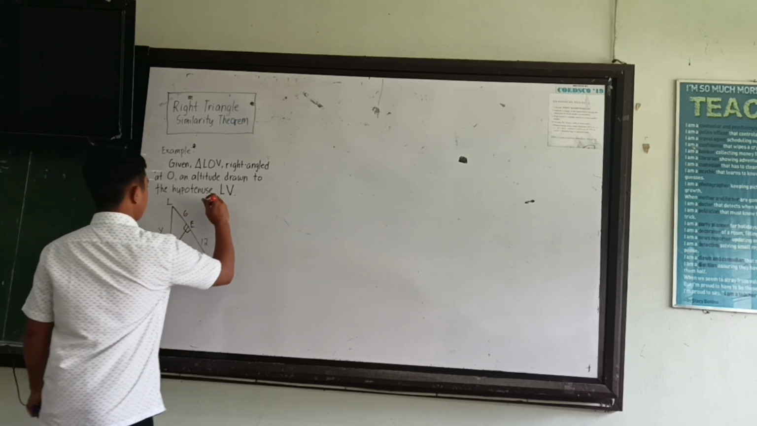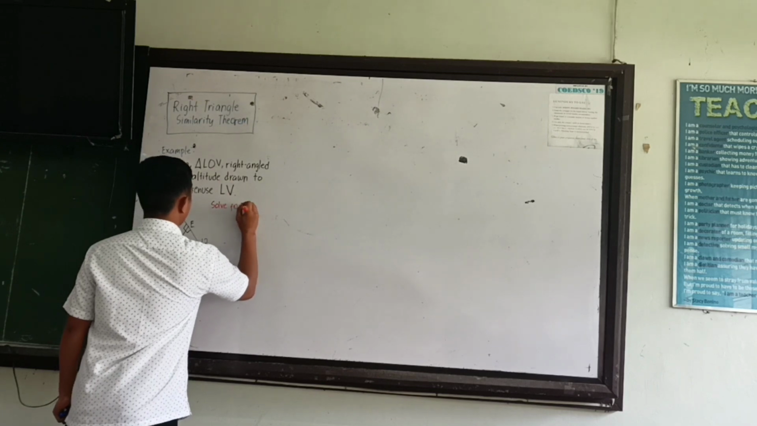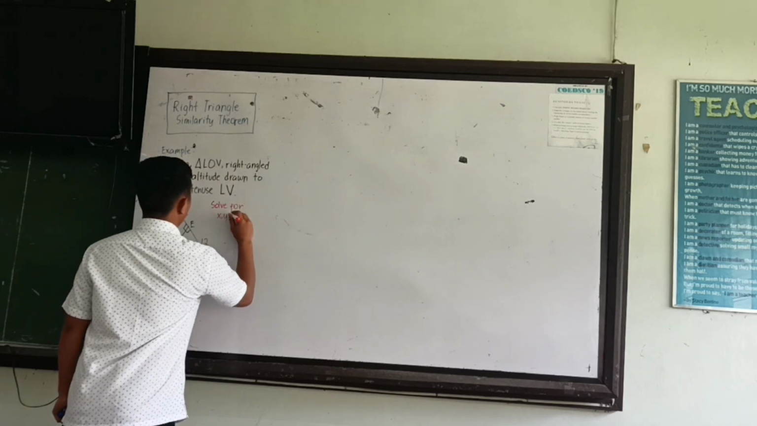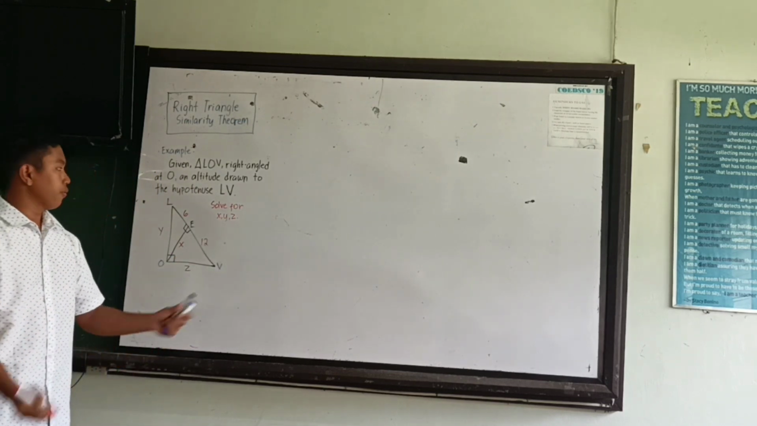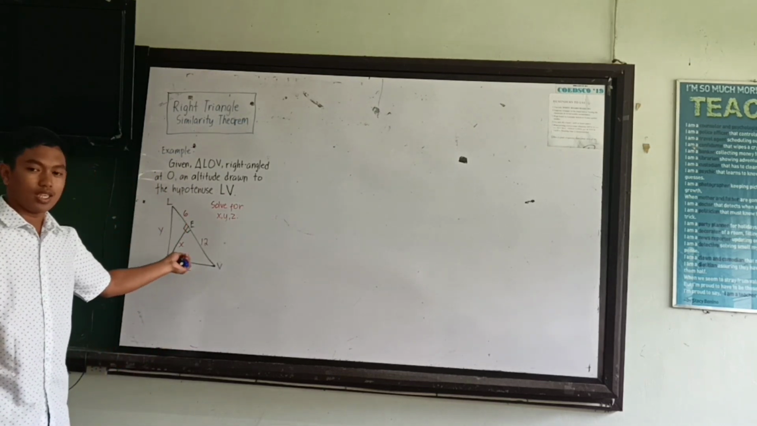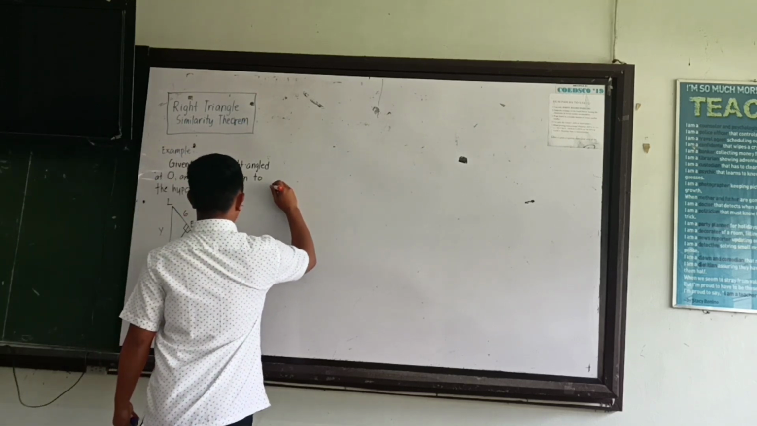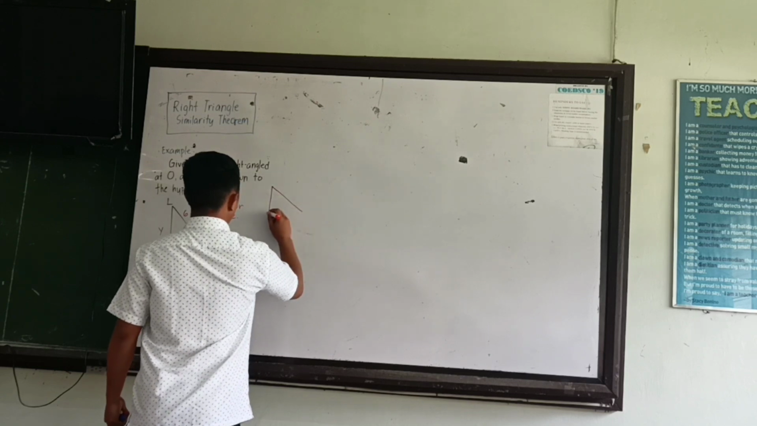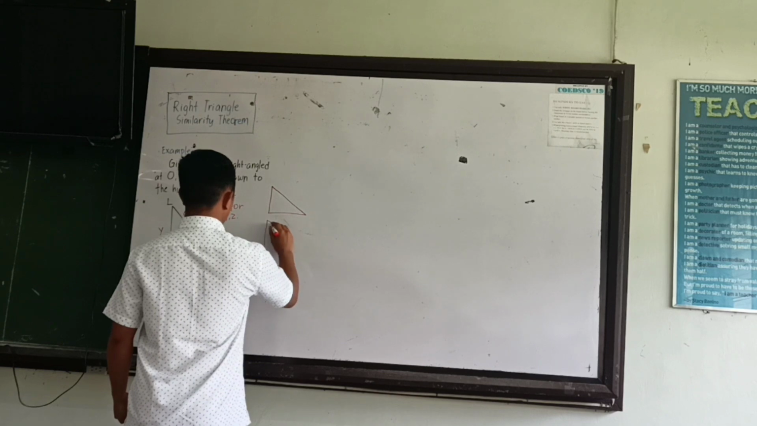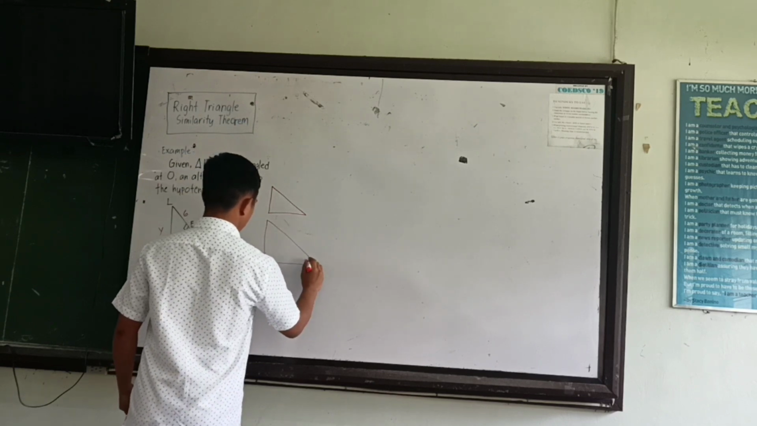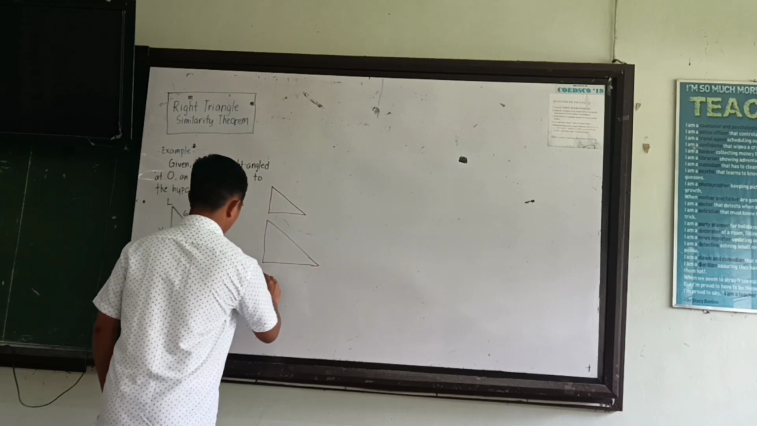So solve for x, y, and z. How can we solve the values of the unknowns? First, we are going to break the original triangle into three different triangles. So we have our smaller triangle, our bigger triangle, and our original triangle.